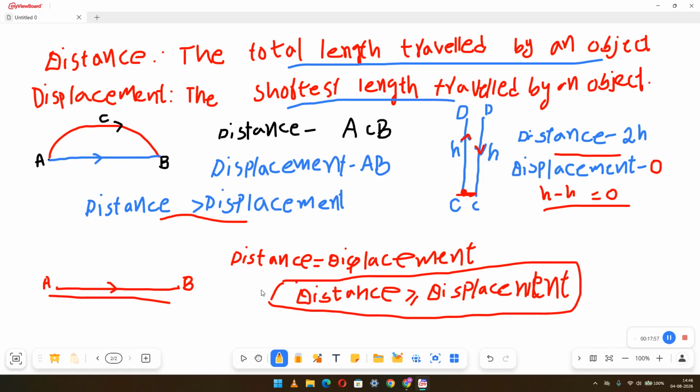Distance can never be 0, but displacement may be 0. Distance ఎప్పుడు కూడా 0 అవ్వదు, కానీ displacement అనేది 0 అవుతుంది. ఎందుకని? Displacement depends on the direction of the object. So this is a very important concept in motion in a plane.